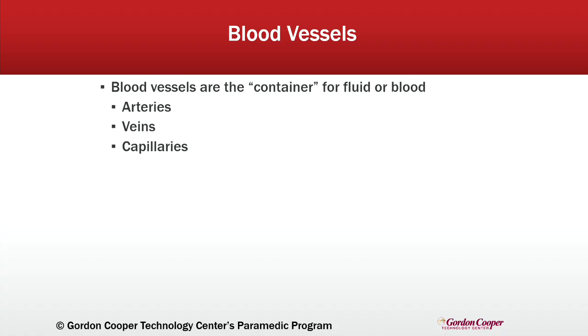And then veins transport deoxygenated blood back to the heart. So they have thinner walls compared to the arteries, and they contain valves to prevent backflow, ensuring that the blood flows in one direction. And then we see capillaries. And these are the smallest blood vessels connecting arteries and veins. Capillaries facilitate that exchange of oxygen, nutrients, and waste products between the blood and the surrounding tissues. So their thin walls allow for this essential exchange, supporting cellular function throughout the entire body.